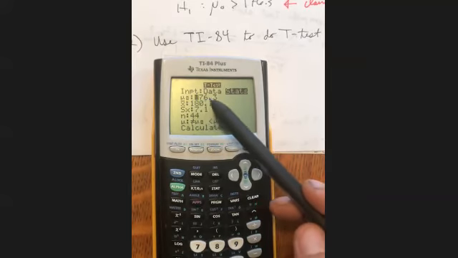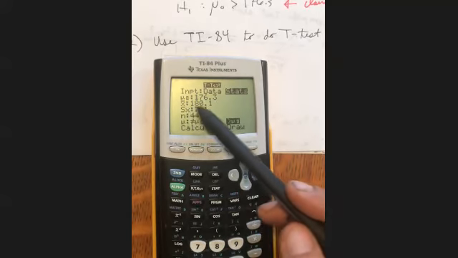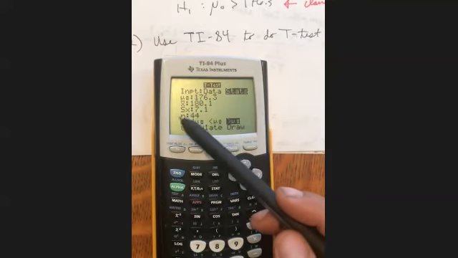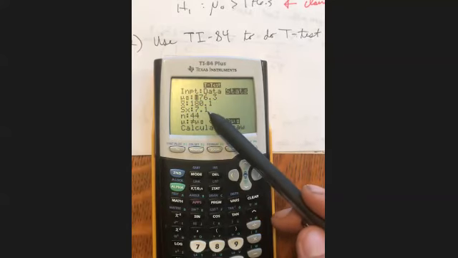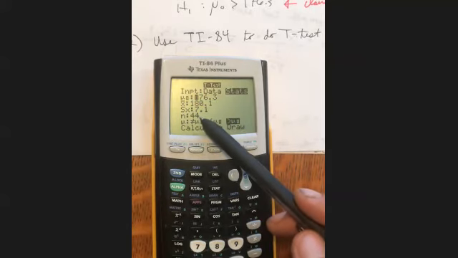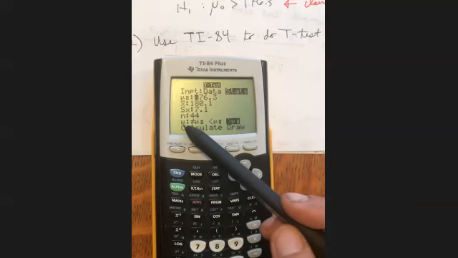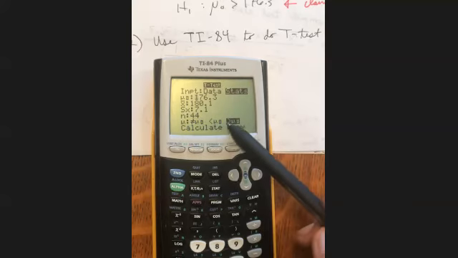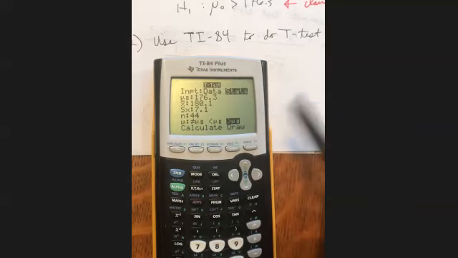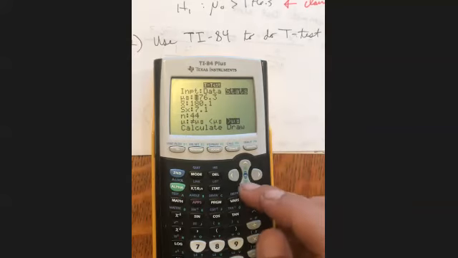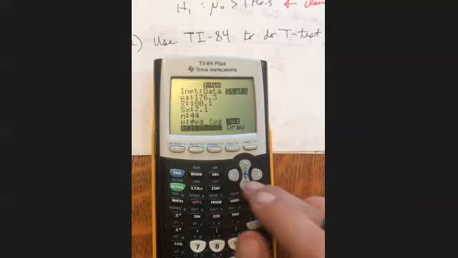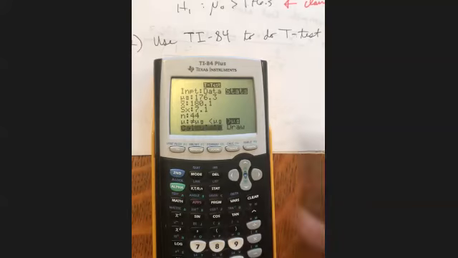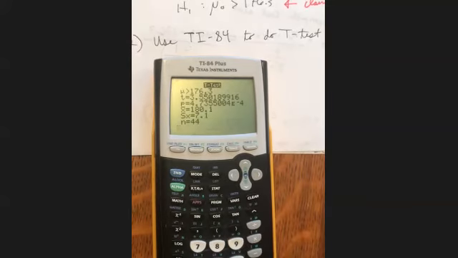So who was mu naught? For us, mu naught was 176.3. X bar was 180.1. Sample standard deviation was 7.1. Sample size was 44. And our alternate hypothesis was for the right-tailed test. So all of this is already input the way we need it. Once you input all that, you hit the calculate option and it brings up a bunch of stuff.